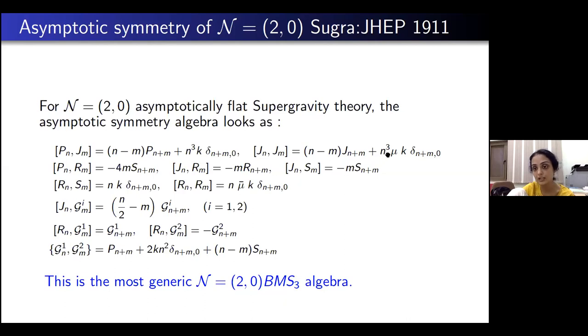As I told you, you can actually set mu equal to zero if you do not want that gravitational Chern-Simons term to be there, which in general a pure supergravity theory will not have. In that case, of course, you will not have a central extension in J with J, which is perfectly okay. But in the way we have done it, we can actually understand where the central extensions are coming from. They are simply coming from the fact that your metric in the Lie algebra space could have been more generic. If you allow that, then you get more generic central extensions.